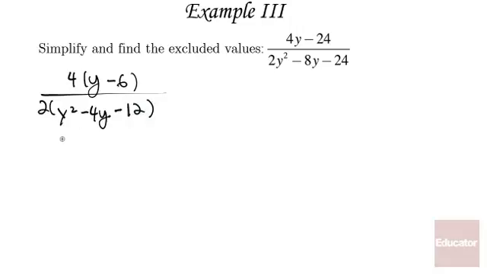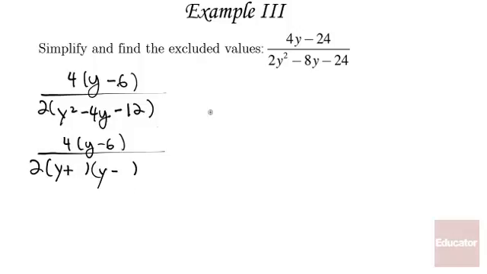Okay, I need to factor this trinomial. I'm done factoring the numerator. In the denominator, I've got the 2, and I've got y. Got two binomials. Since I have a negative here, this is going to be y plus a number and y minus a number. To figure out what that number is, I'm going to take factors of 12.